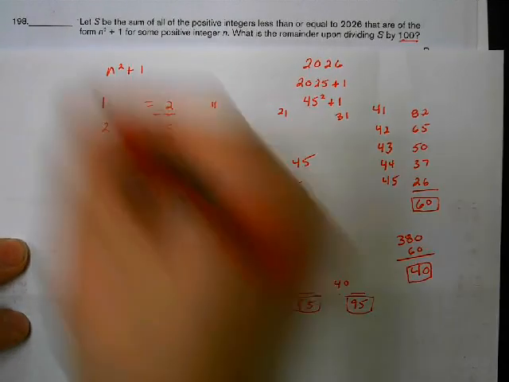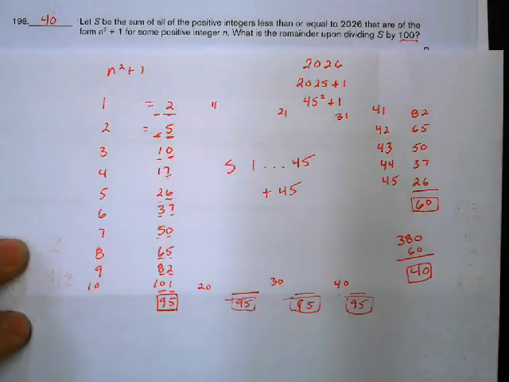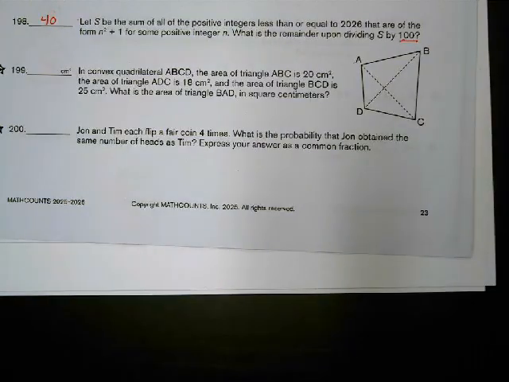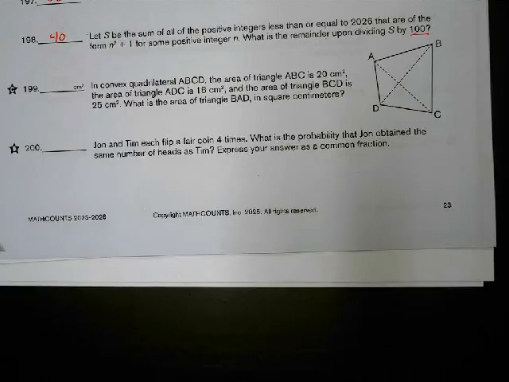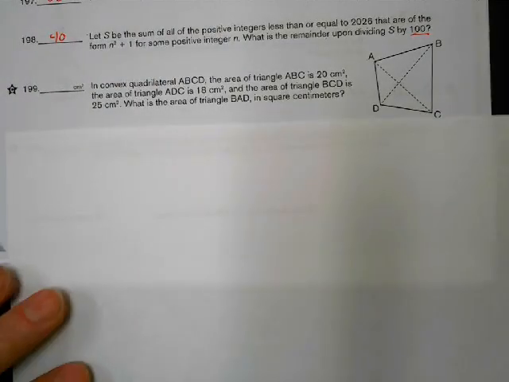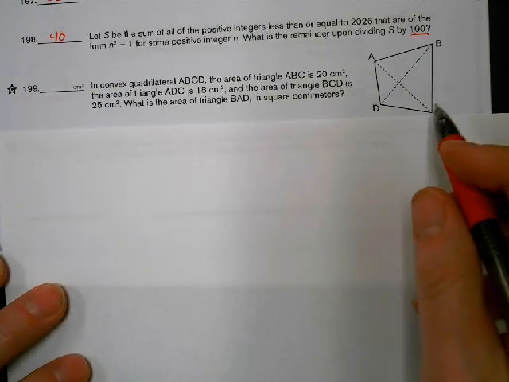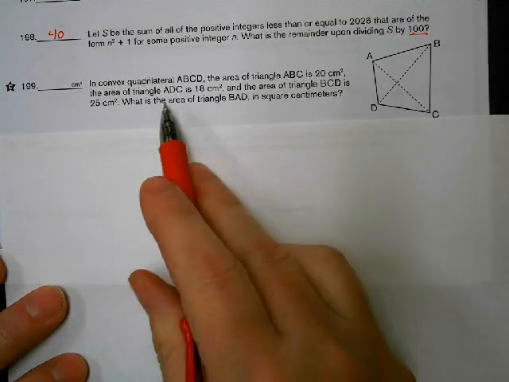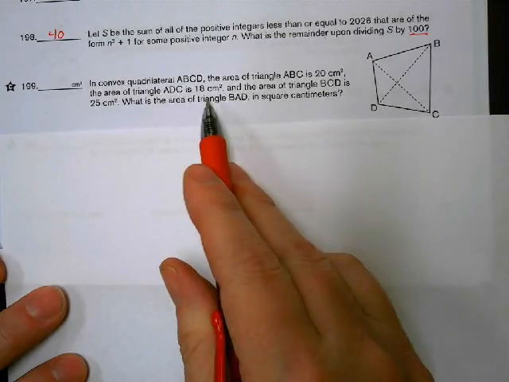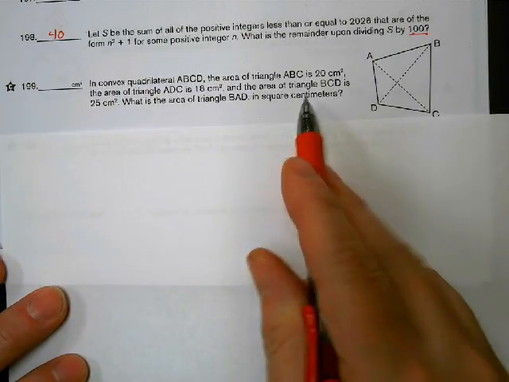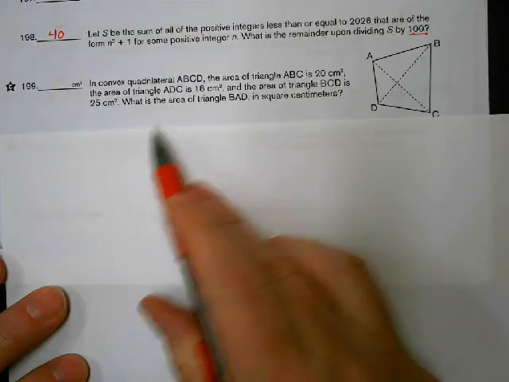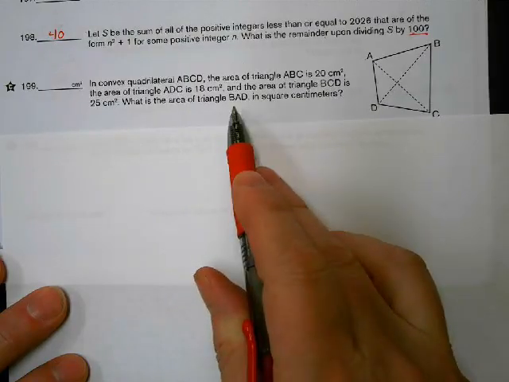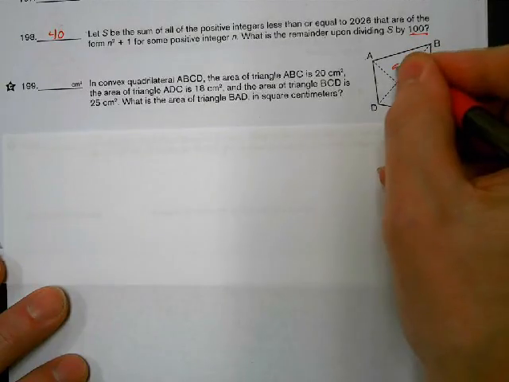Almost there. All right, in convex quadrilateral ABCD, the area of triangle ABC is 20. The area of triangle ACD is 18. And the area of triangle BCD is 25. What is the area of triangle BAD? All right, so here's what I'm going to do. I'm going to label these little a, little b, little c, and little d. So ABC, that would be a plus b.